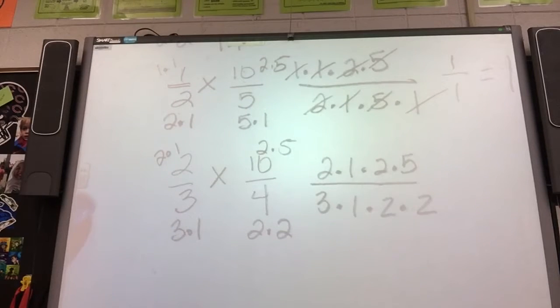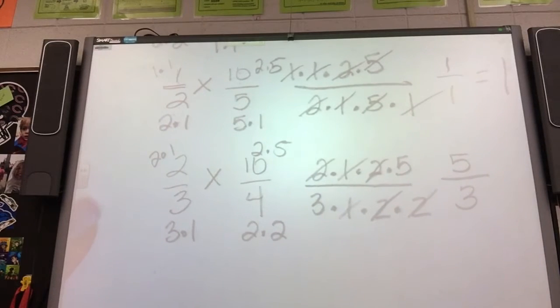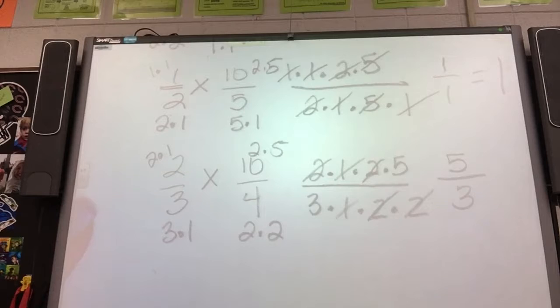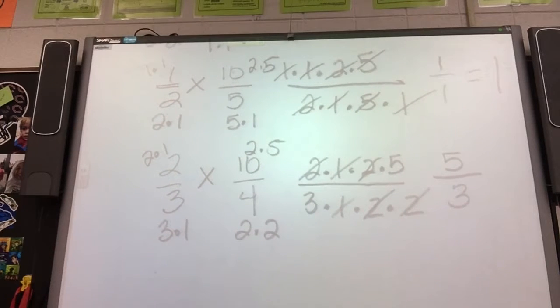Let's eliminate like things. I got a 2, I got a 2. 2, 2, a 1 and a 1. 5 times, you could just leave your 1s if you want. 5 times nothing is going to be 5. And 3, I don't have anything to multiply, so you just keep your 3. We get 5/3, which is an improper fraction.